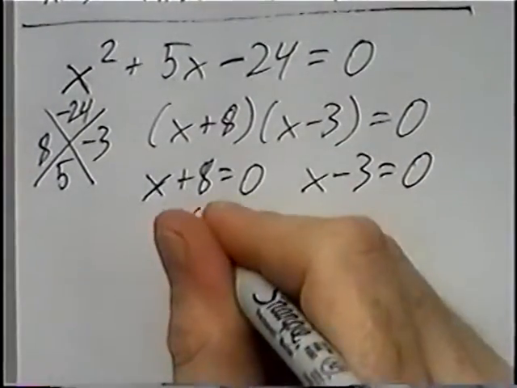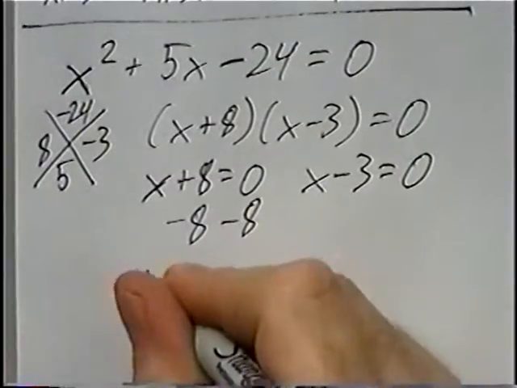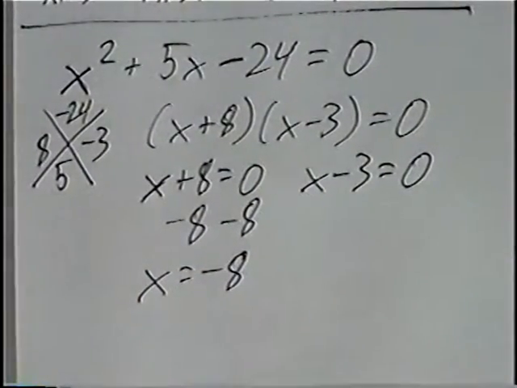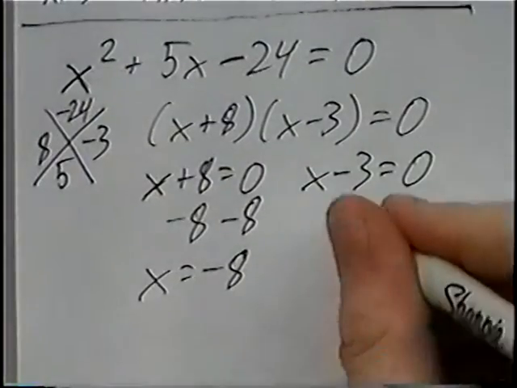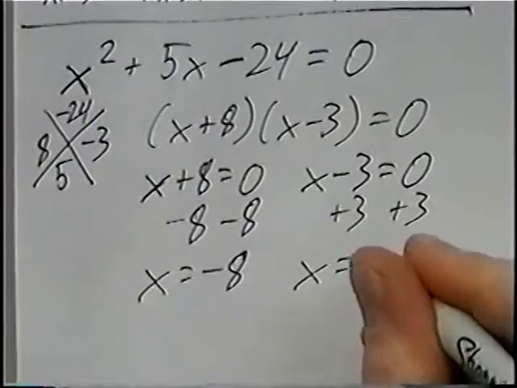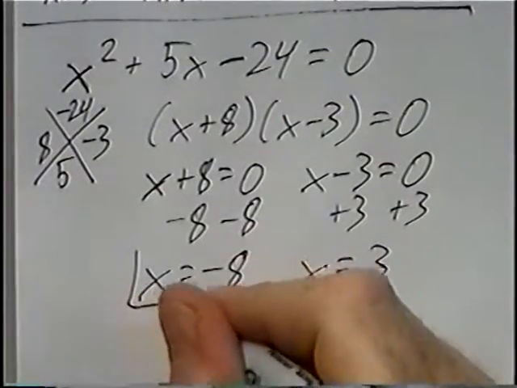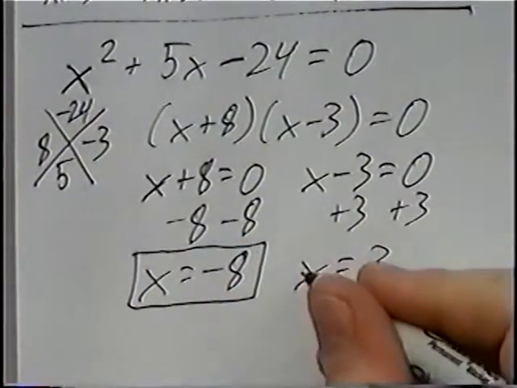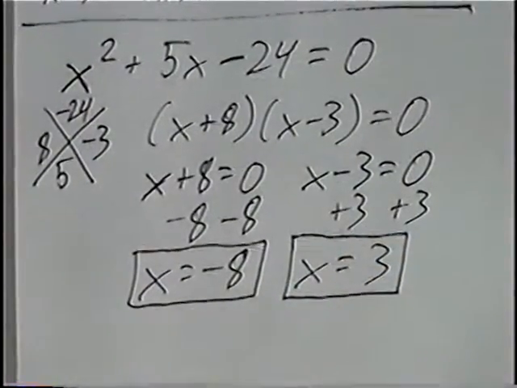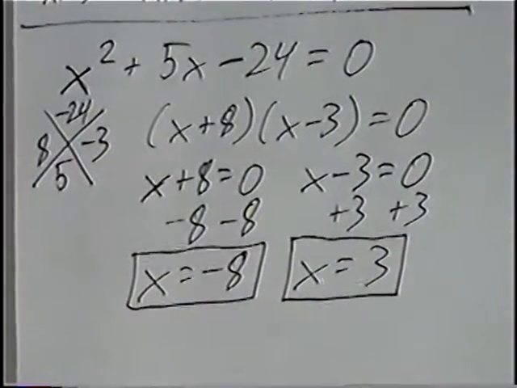Solving the first equation, subtracting 8 on both sides, we'll have our first answer of x equals negative 8. And our second answer, if we add 3 on both sides, we'll have x equals 3. So the two answers to the equation are x equals negative 8 and x equals 3. After we solve, we can take these two answers and graph the quadratic equation.